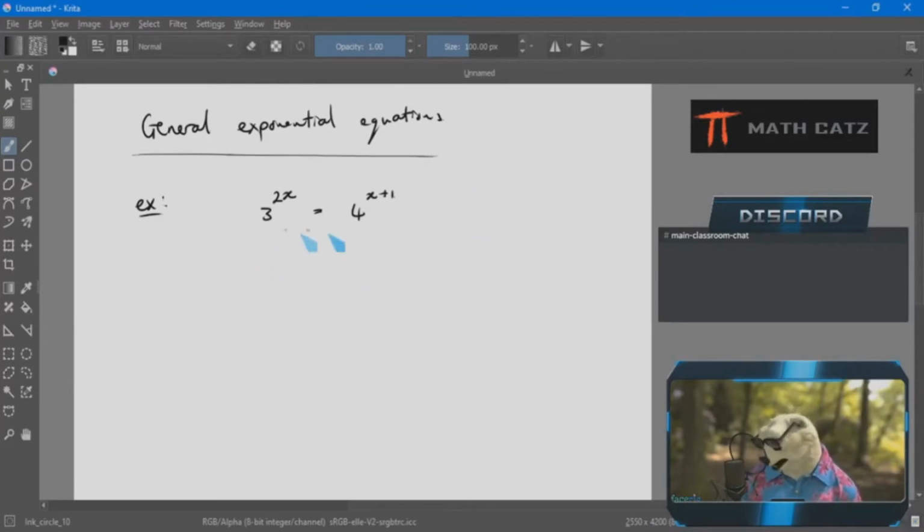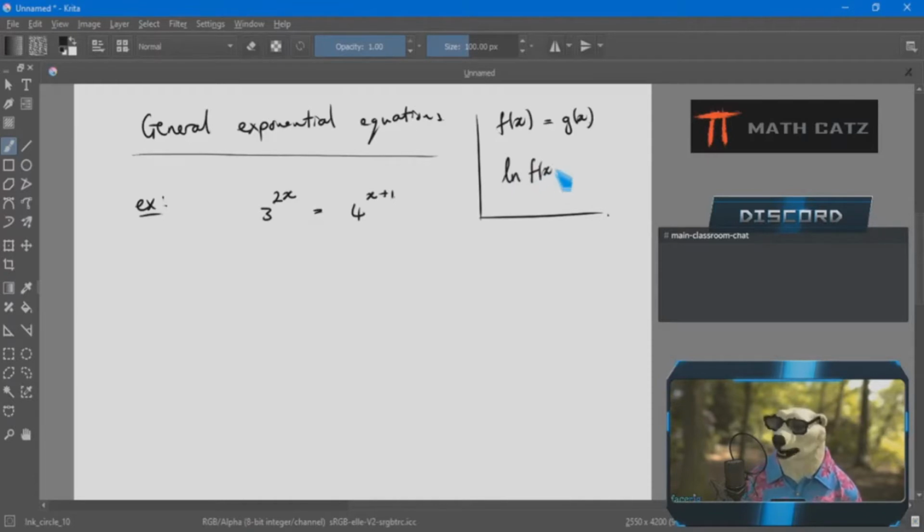So now I see clearly, right? The bases are not the same, and I can't make them the same in any way. A key property of the logarithmic function, similar to the exponential function, is that if f of x is equal to g of x, now those could be numbers as well, then that's equivalent to the log of f of x equal to the log of g of x.